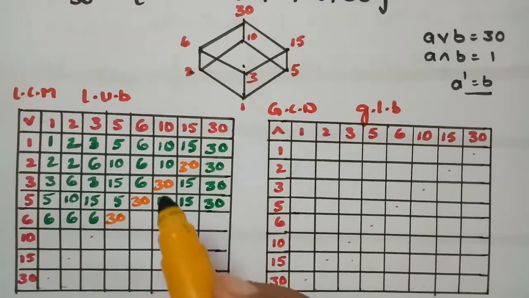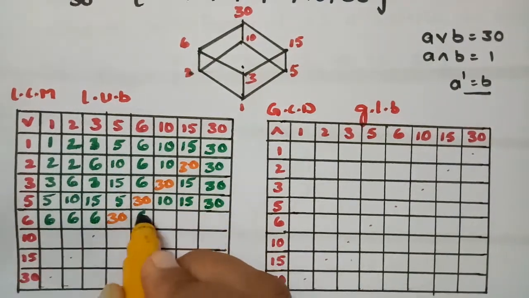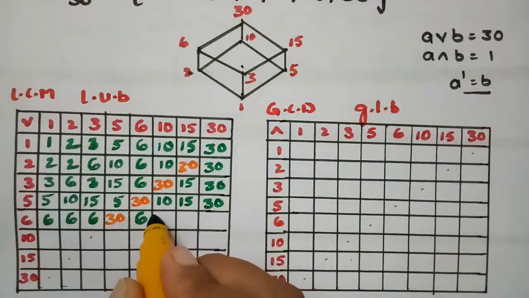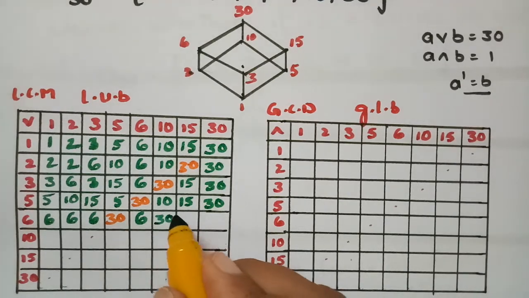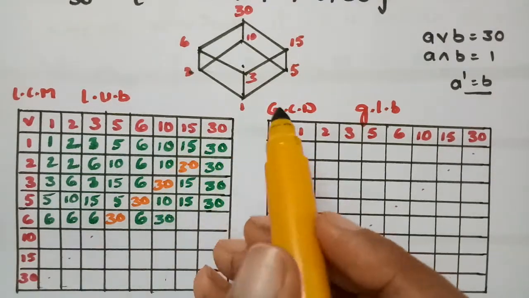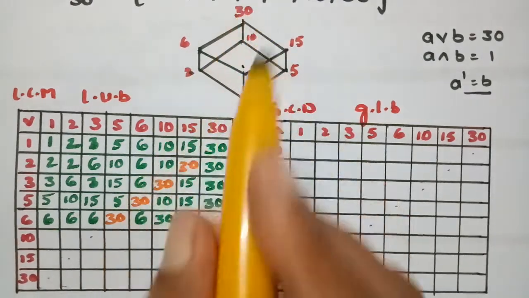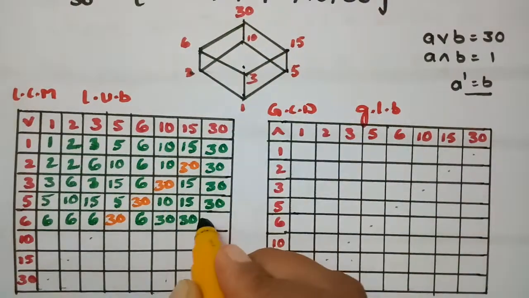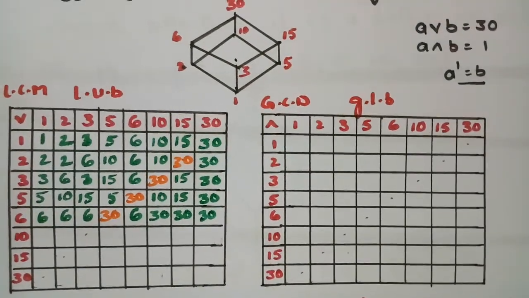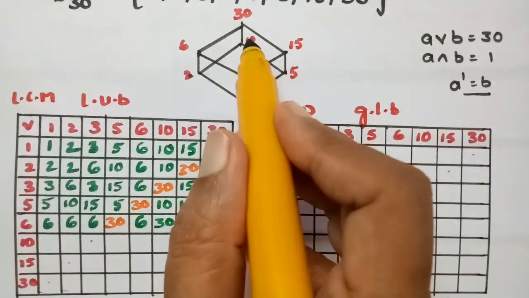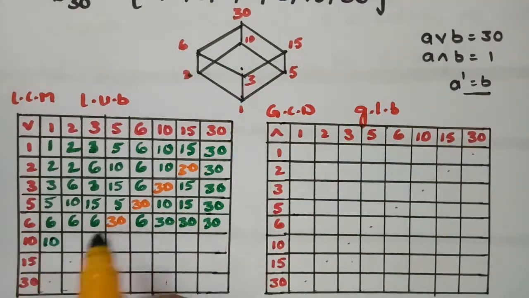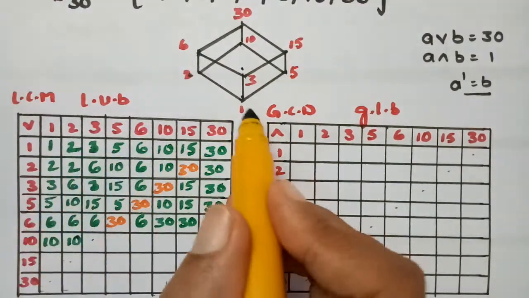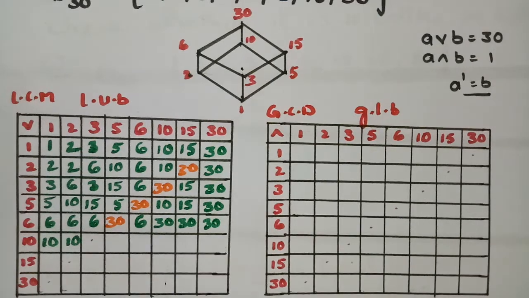And the next one, among 6 and 6, 6 will be the upper bound. Among 6 and 10, they meet at a point 30 here. And among 6 and 15, they meet at the upper bound here, which is 30. And 6, 30, 30 is the upper bound. Next, coming to 10, 10, 1: among 10 and 1, 10 is the upper bound. For 10 and 2, 10 is an upper bound. And next 10 and 3, the upper bound here is 30.